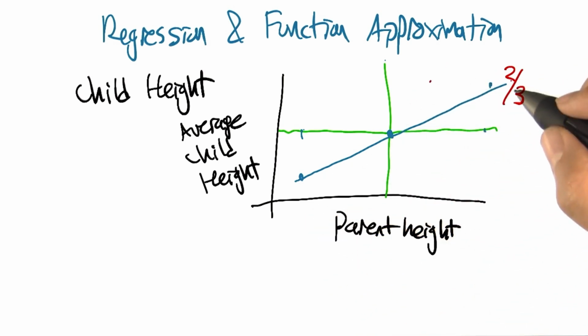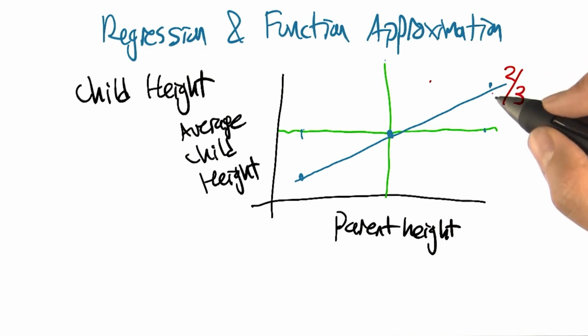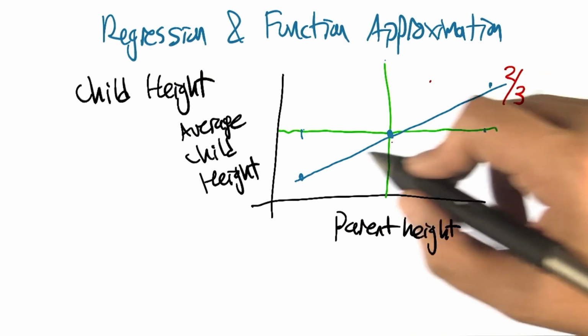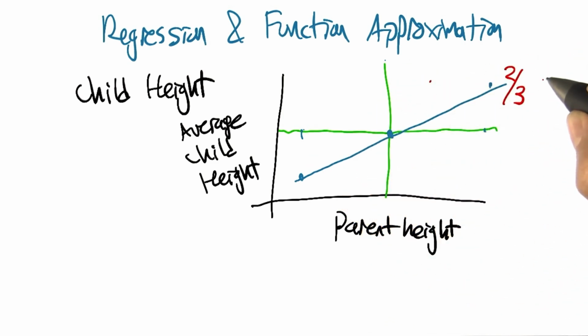But if the slope is less than 1, like it turns out to be in real populations, then what's happening is the children are a little shorter than the parents. Children of tall parents are shorter than they are, and the children of short parents are taller than they are. And the fact that this is less than 1 is what makes it regression to the mean.